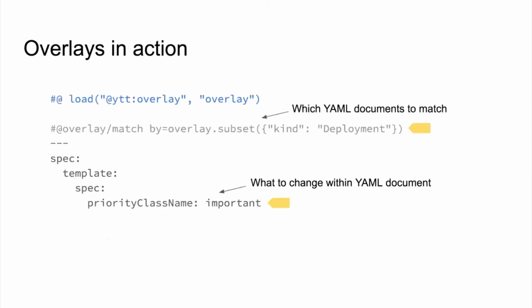So this is how an overlay typically looks. It has a part about describing how to find a particular YAML document to modify within a stream of documents. So in this case, it will find the single deployment. YTT will raise an error if it finds more or less. You can tweak those settings, of course. And then it has a second separate section that defines what actually to change within the YAML document that's been found. And in this case, we're setting a priority class name to important.